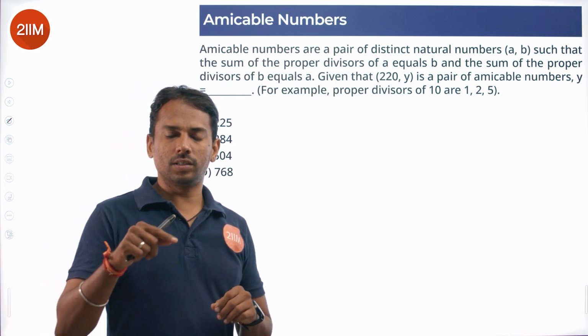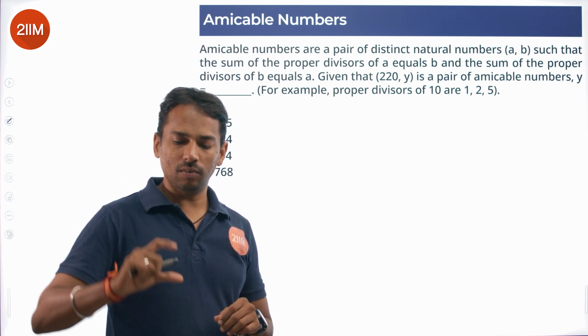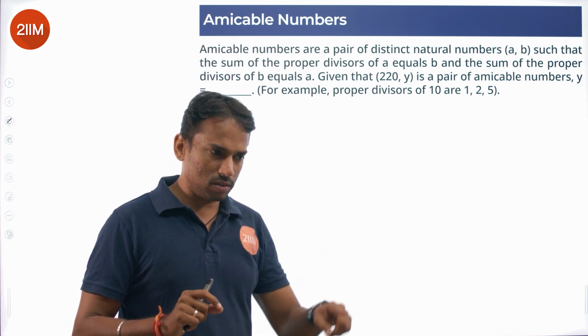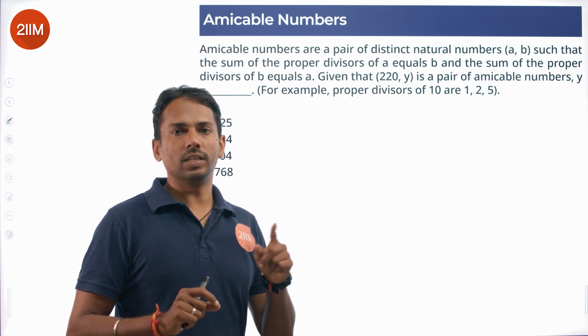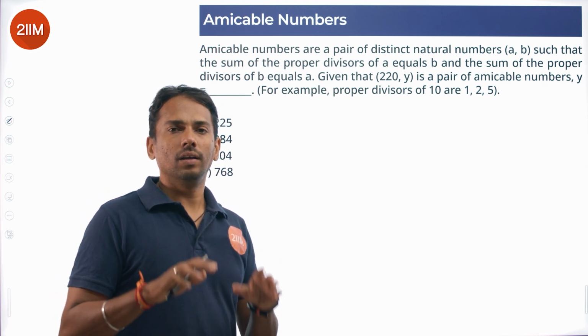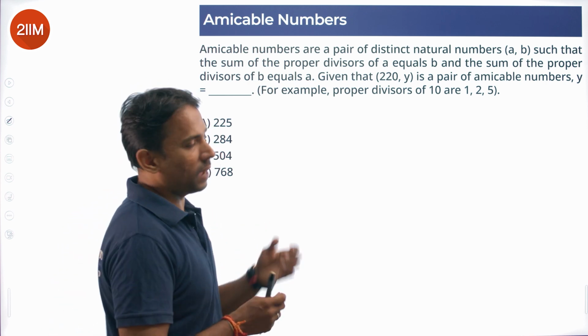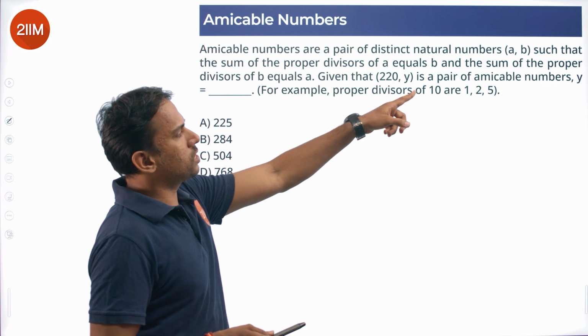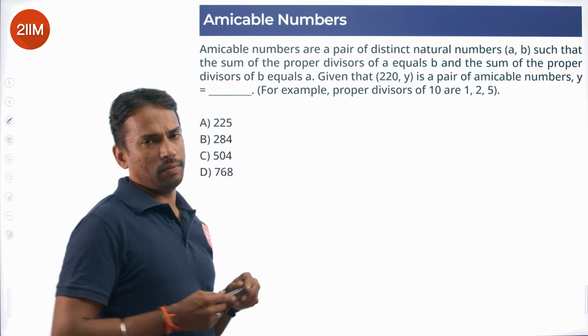The first number's proper divisors, when you add everything, will be equal to the second number. The second number's sum of all proper divisors will be equal to the first number. So this way, if you find a pair, we call it amicable numbers. Given that 220, y is a pair of amicable numbers, what is the value of y?